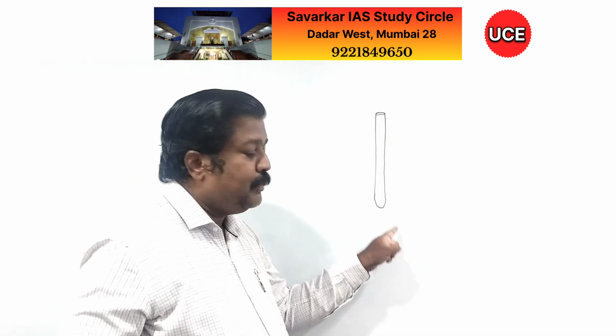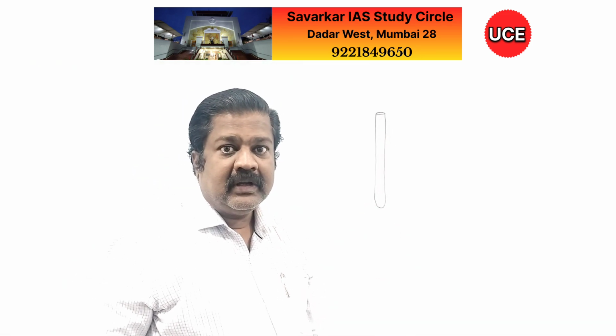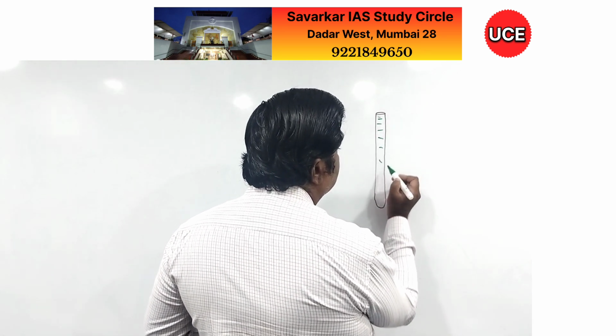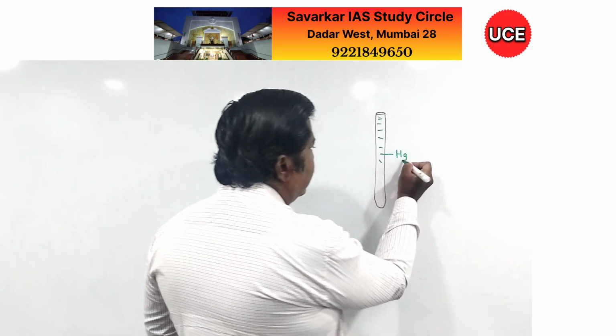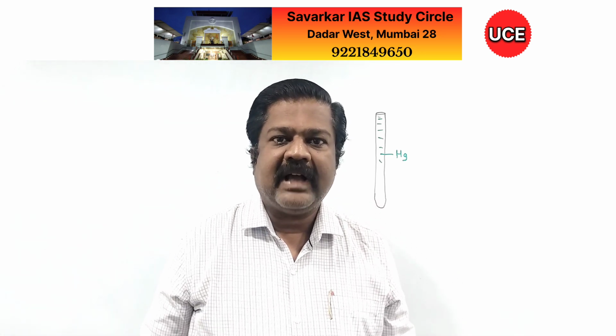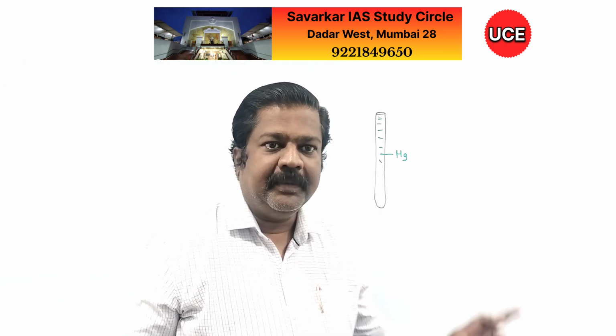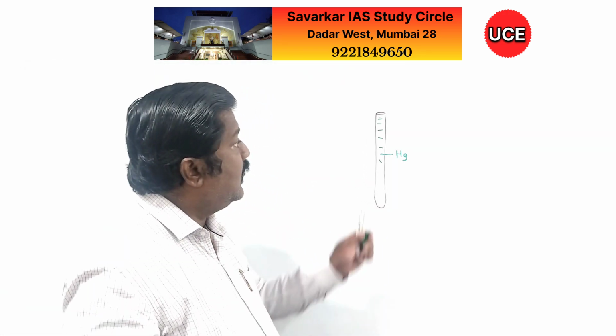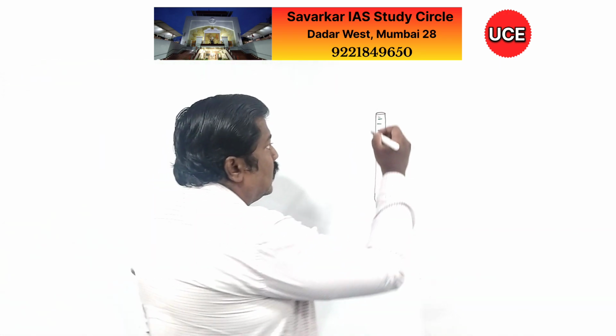So here the tube has a length of 1 meter, which is filled completely by an element. You are aware of this element. This is called mercury. Latin name is hydrargyrum. Therefore the symbol is Hg. Now this mercury we have to fill till the top.